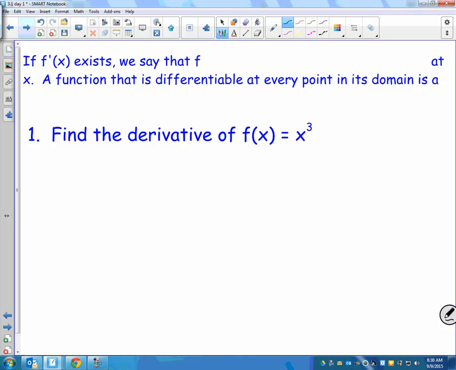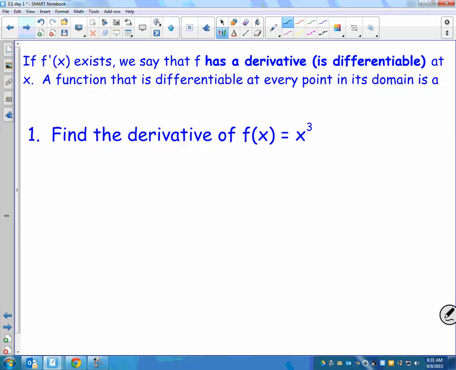So if f prime of x exists, we say that f has a derivative, aka it's differentiable. That's a big word, right? Play that word in Scrabble. I don't think you get enough tiles in Scrabble to play. Differentiable. So when it says find the derivative, or find f prime of x, it means find the slope of the curve at that point.